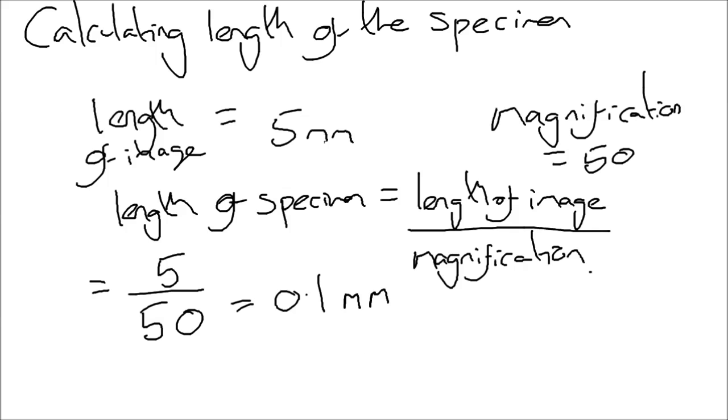Now always remember the units. If you've done a calculation like this, then whatever units your length of the image is in will be your answer. If it's asking for a different unit, then you need to convert this 0.1 into a different unit. So if you need it in centimeters or nanometers or micrometers, you're going to have to do another calculation to convert that into the right unit.